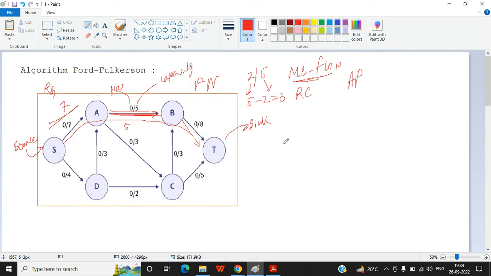Bottleneck capacity is for a path from source to sink. So bottleneck capacity is the minimum capacity for an augmenting path. The minimum capacity that you can pass from source to sink along this path, that is bottleneck capacity. The minimum, how much you can pass from source to sink through this path, that is 5. So that is your bottleneck capacity. Got it? We can continue. Now how can we proceed?